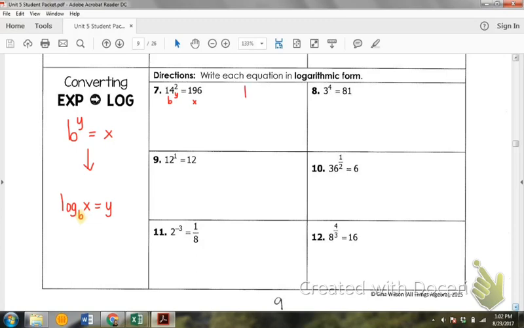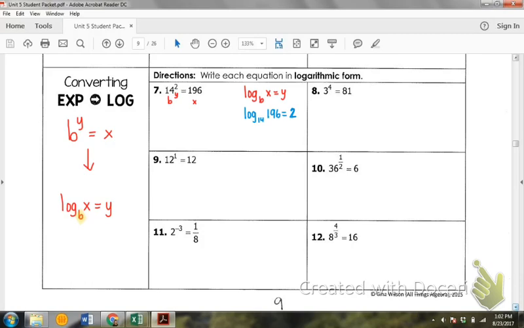So when I move it into log base b of x equals y form, log, what's my base? 14. So I have a little 14. My x value is 196. And then my y value is 2. So if you label it correctly, you should have no problem putting it in the right spot. You do not need to memorize these formulas. They will be given to you. Okay?